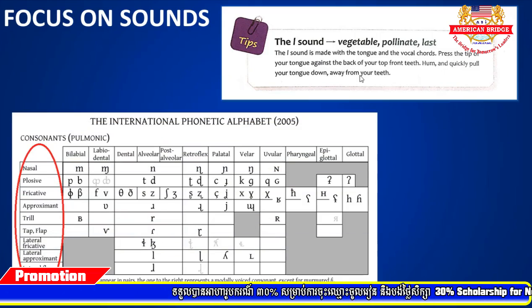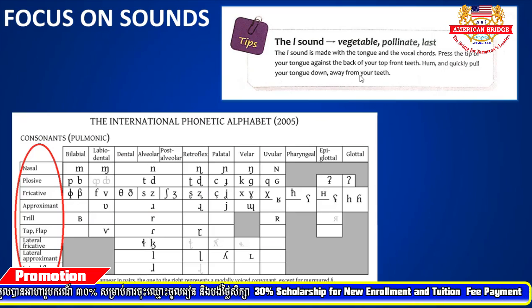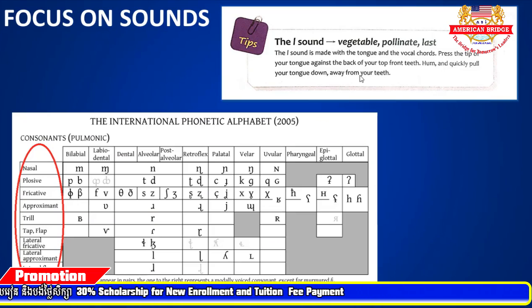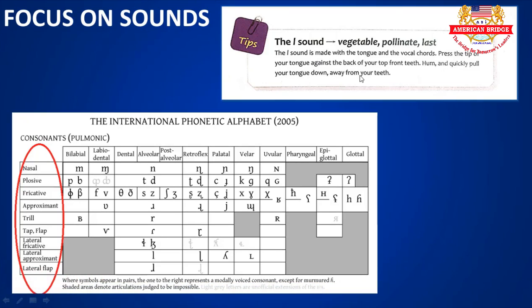So this is what we call the International Phonetic Alphabet, the IPA style. So we have the different places of articulation like nasal, plosive, fricative, approximant, trill, tap, flap, lateral fricative, lateral approximant, and lateral flap, right? And letter L is part of the lateral approximant, alveolar. Okay, so let's see the chart, everyone.